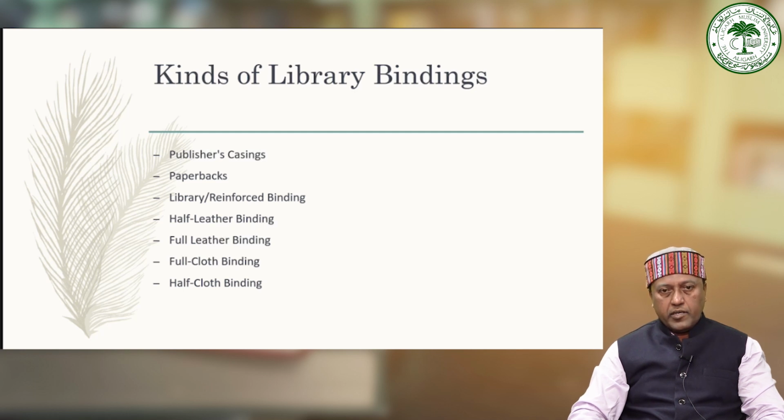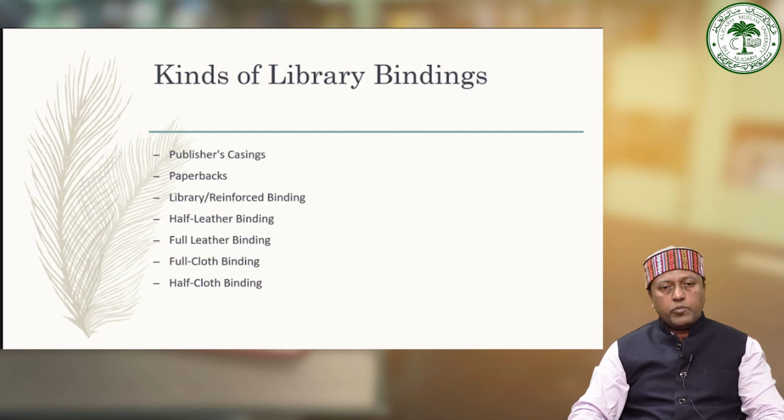So the publisher's casing is, these are the standard binding provided by the publishers. When books are first printed, they typically consist of a cover made from the cloth or paper attached to a straw board. While economical, they may not withstand heavy use over time. So it is the first when the publisher is doing it.